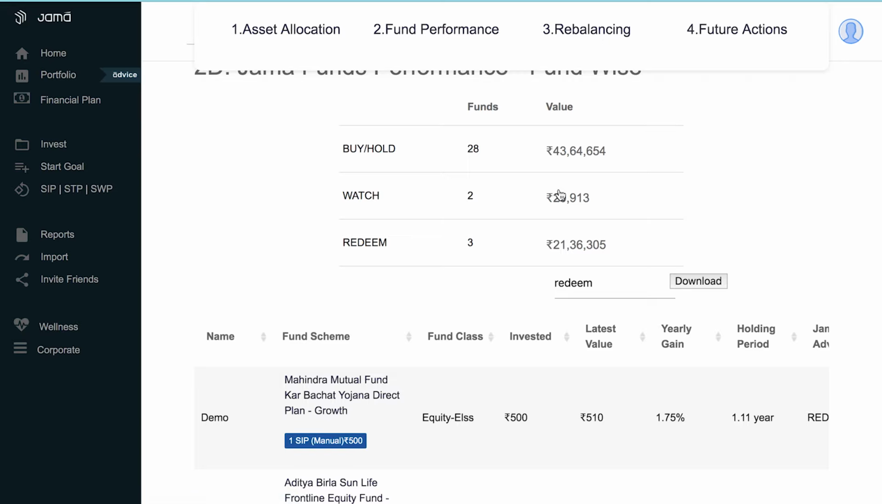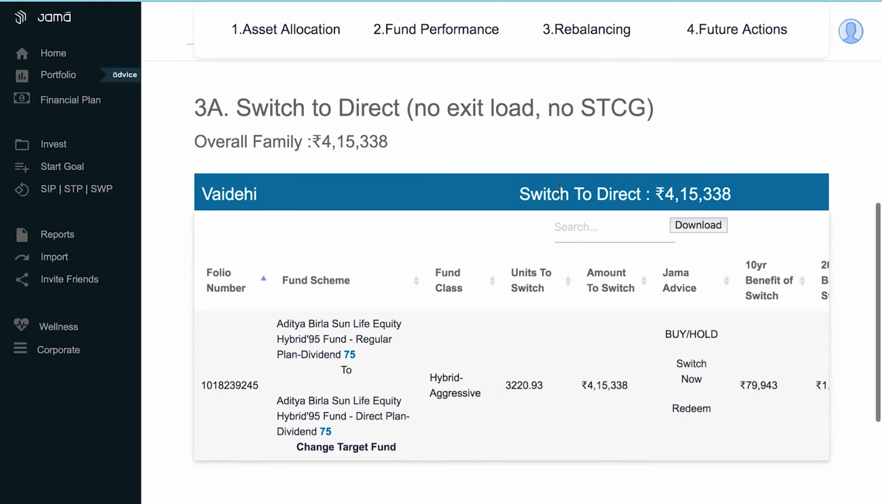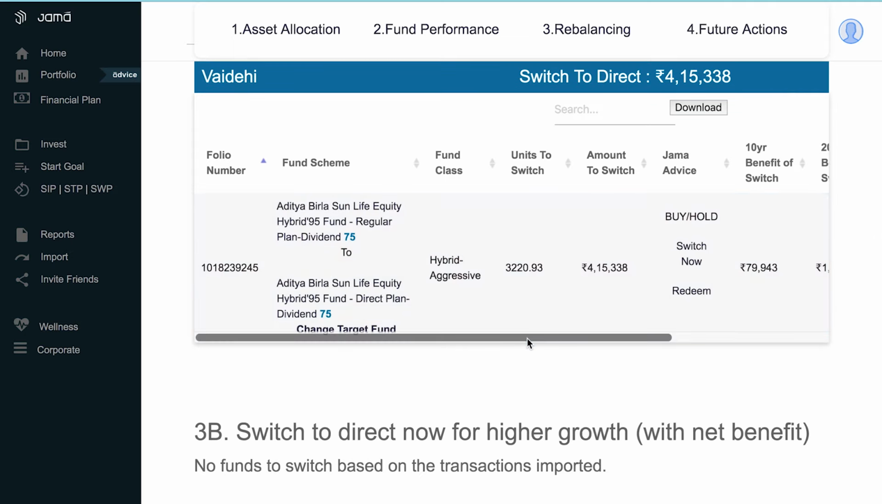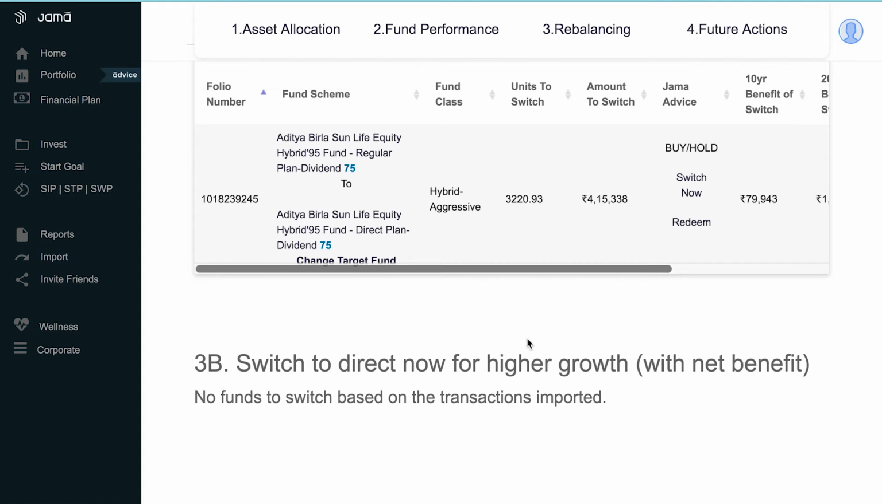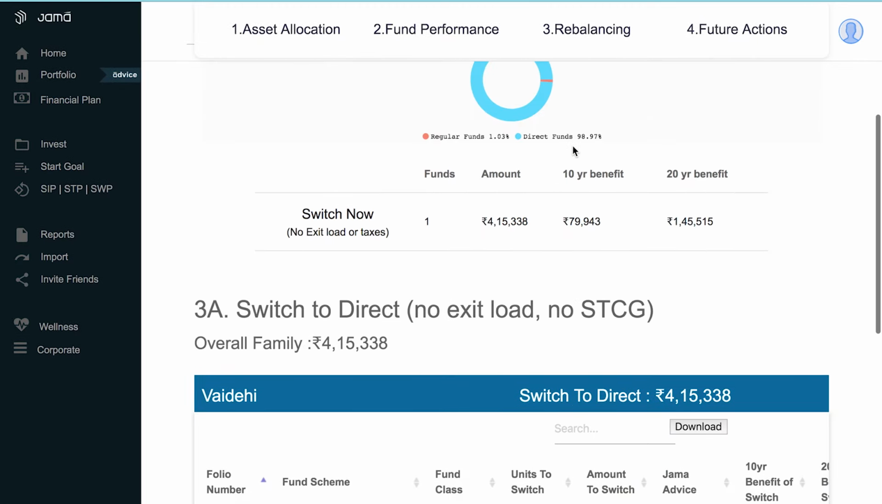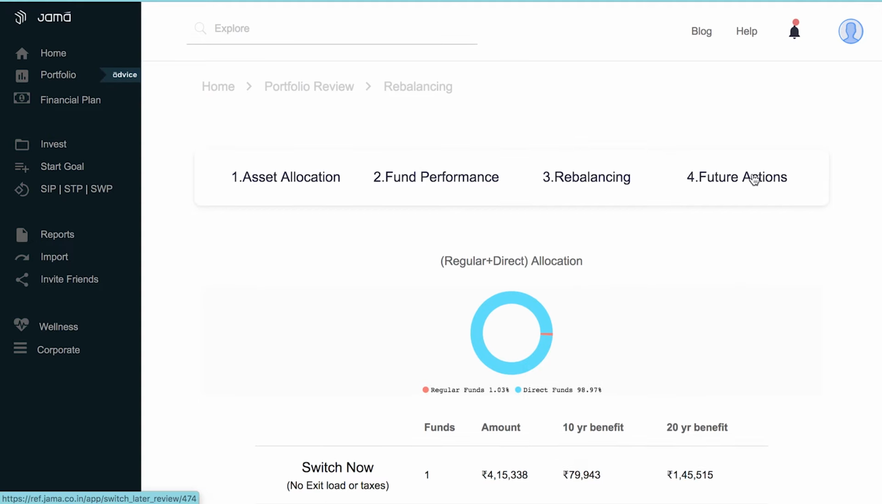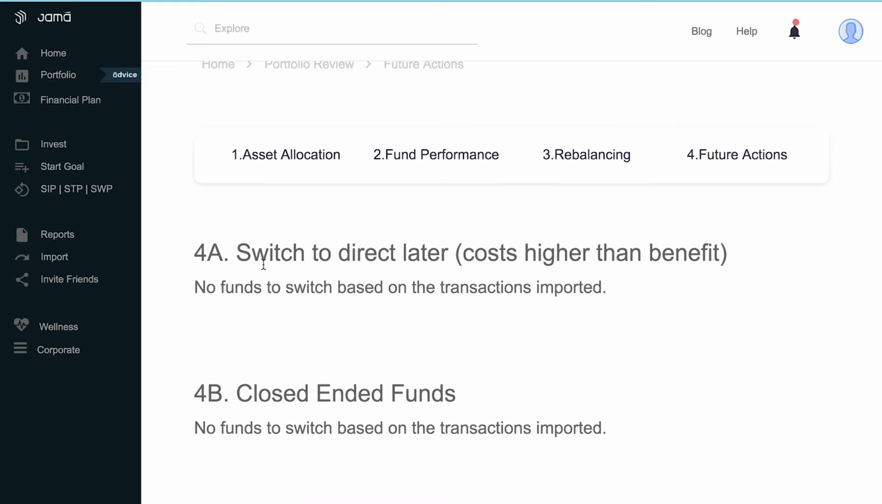Coming to rebalancing, we get to see the number of funds that can be switched from regular to direct and what are the implications. The idea is to help investors move to zero commission plans so that they can get higher returns as well as they are removed from the bias that creeps in when there is a commission or a hidden fee involved in the equation. We also have a future actions tab which talks about, in this case there's nothing for this client, but it talks about how many funds to switch later, how many funds are in closed-ended units, etc.